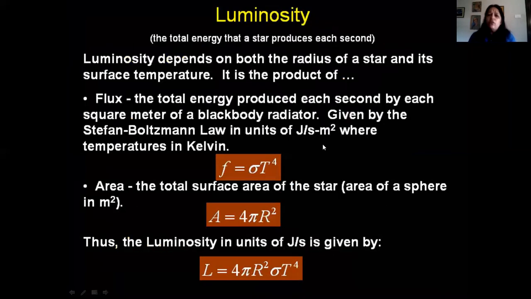Now, how do I get the luminosity of stars? The luminosity of stars basically depends upon two factors. One thing is the flux, which is sigma, the Stefan-Boltzmann constant, times T to the power of 4, okay? Now the total surface area of a star is 4 pi r squared. Therefore the luminosity of a star is given by the area, 4 pi r squared, if it's a sphere, which we assume it is, times the Stefan-Boltzmann constant times T to the power of 4. So that is the formula for the luminosity of a star.